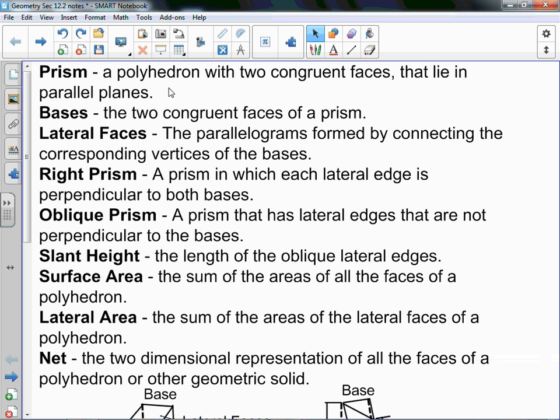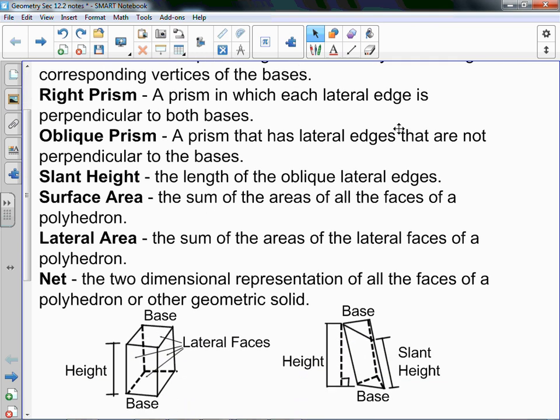Right, so it's a polyhedron, so it's a closed figure with all the faces that are polygons. And then in that figure, there are going to be two congruent faces. Right, they're going to be parallel to each other. And those congruent faces are going to be what we call the bases.